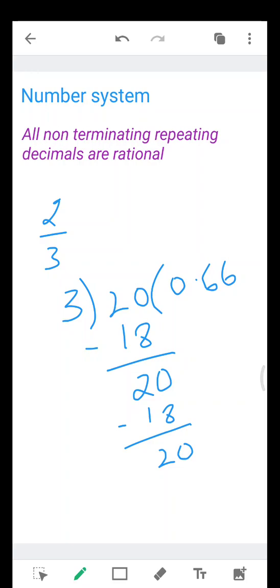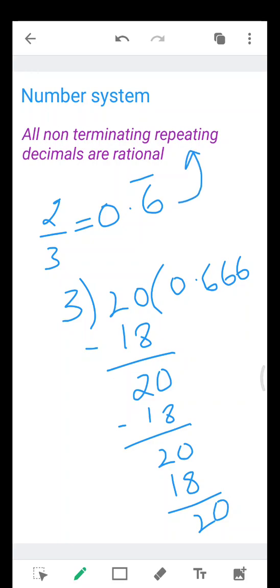Then 3 6 times. So you can observe here that the same step is getting repeated again and again. Again you get 20, then you get 6 6 6 6, and so on. So the final answer for this is 0.6 bar, because this line which I am putting above 6 is a bar. 0.6 bar, that means 6 is repeating. How many times? It's never ending. So this type of decimals are called non-terminating repeating decimals, and they are rational numbers.